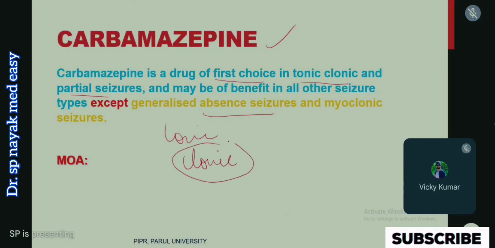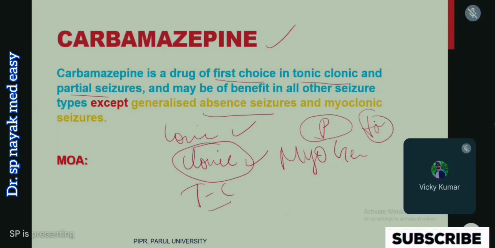In previous classes we discussed what is tonic seizure, clonic seizure, tonic clonic seizure, myoclonic seizure, partial seizure and generalized seizure. We have seen partial seizures are also called focal seizures. In focal seizures we have simple and complex. In simple, consciousness is there; in complex, consciousness is absent. Carbamazepine is used in most of the convulsions, but it is not suggested in absence seizures. This is an important point, same like phenytoin.